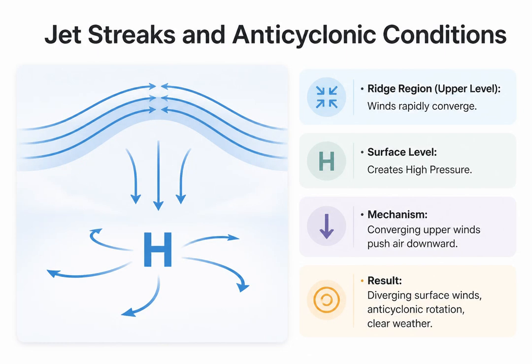The exact opposite happens under a jet stream ridge. High up in the atmosphere, the winds entering the ridge are rapidly converging, or piling up. All this accumulating air has to go somewhere, so it is forced violently downward toward the Earth's surface. This descending heavy air creates a massive high-pressure system on the ground. The air hits the surface and spreads outward, creating an anticyclonic rotation. This sinking air prevents any clouds from forming, resulting in very clear, dry weather.